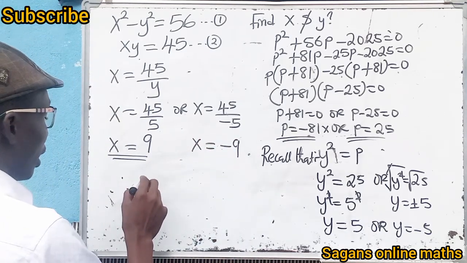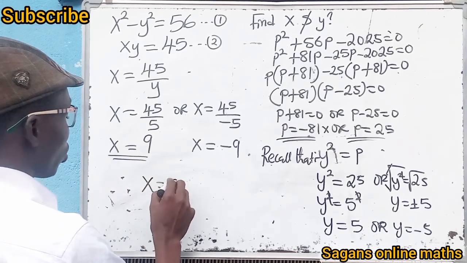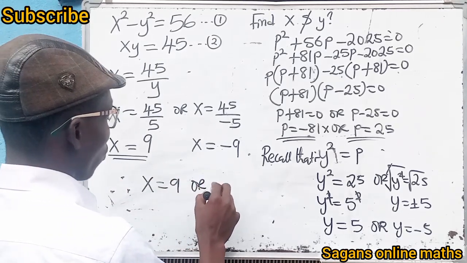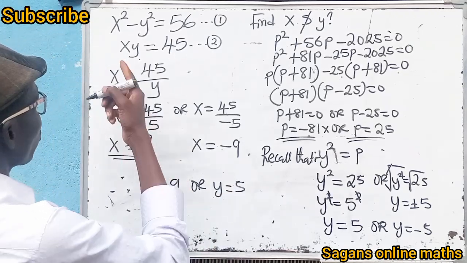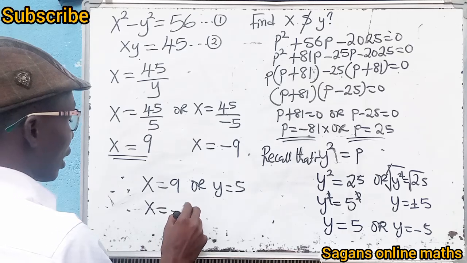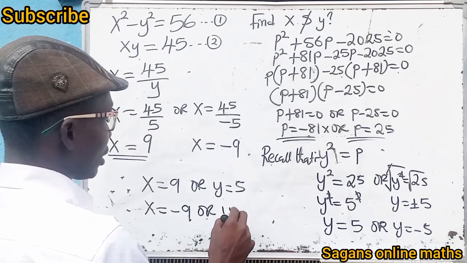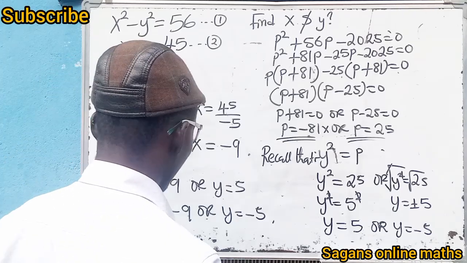Therefore s is equal to 9, or y is equal to 5. In another case, since we have a square here, also s is equal to minus 9, or y is equal to minus 5. And this is the solution to this particular problem.